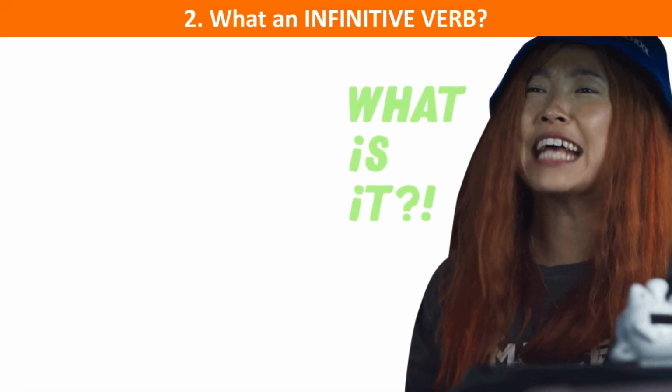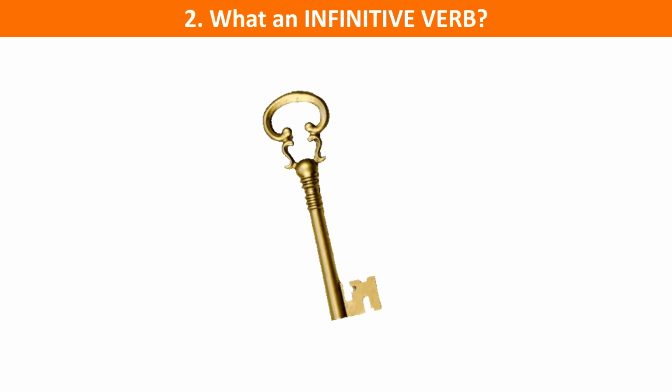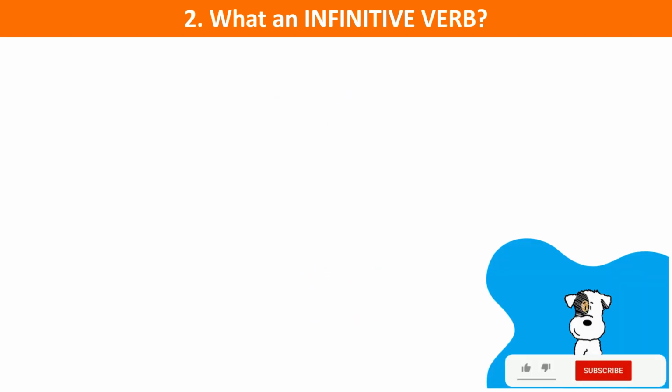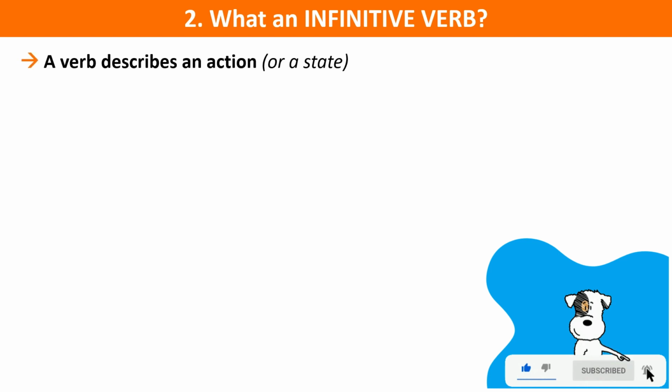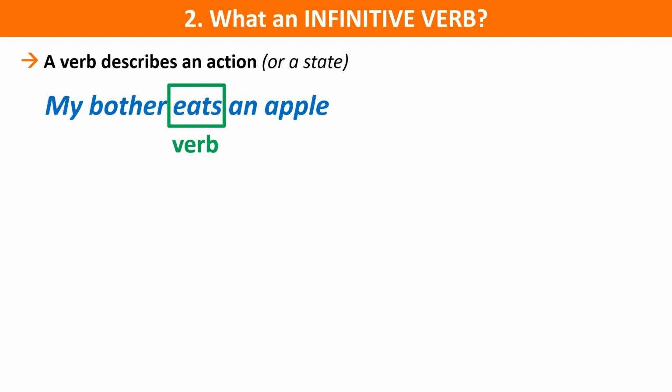I have already explained the notion of infinitive verbs in previous videos, but I think it's such an important concept, and it's key for you to understanding the use of French verbs, that I'm coming back to it now. So first of all, we need to agree on what a verb is, and we know that a verb is a word that describes an action. So in this sentence, "my brother eats an apple," the action is the action of eating. So here's the verb.